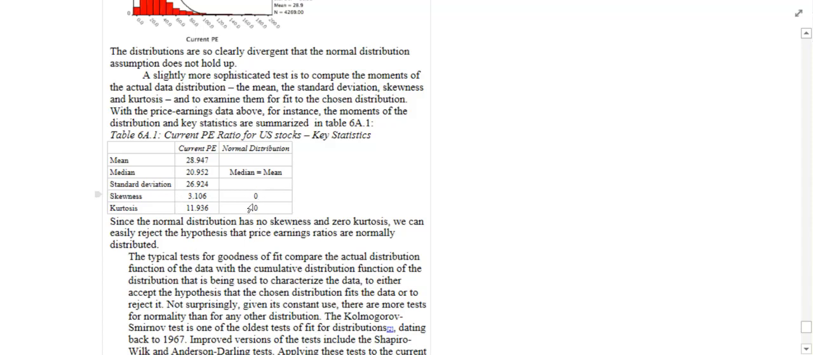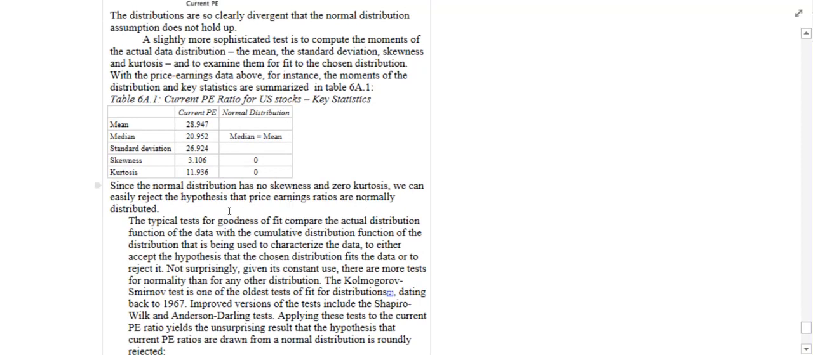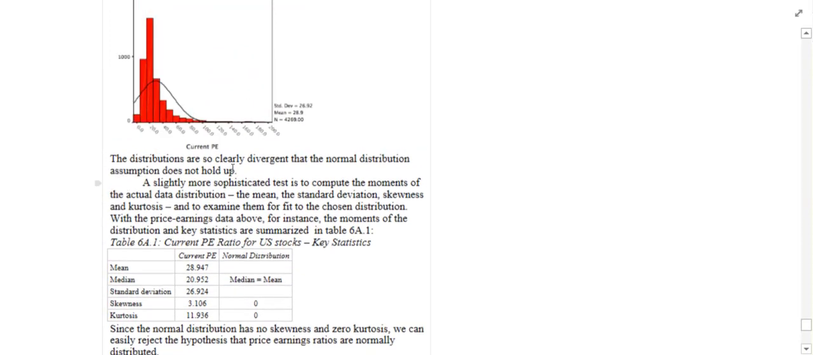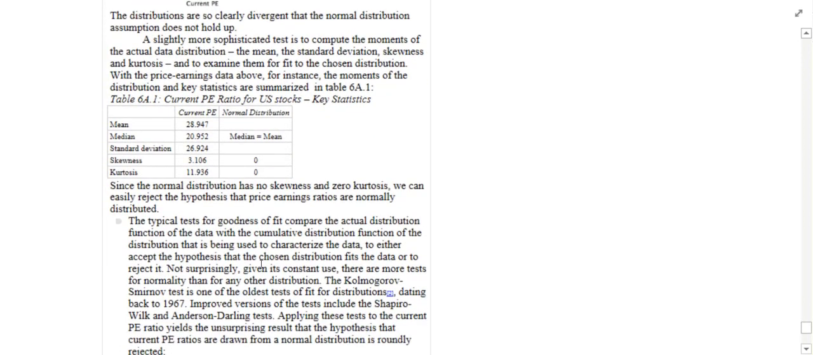So a skewness of 3, again, it should be 0, and a kurtosis of almost 12, again, it should be 0. So we're not looking so good, and we can easily reject that hypothesis. This gives you just another peek at the data and its comparisons. The graph sort of tells the story on this stuff.